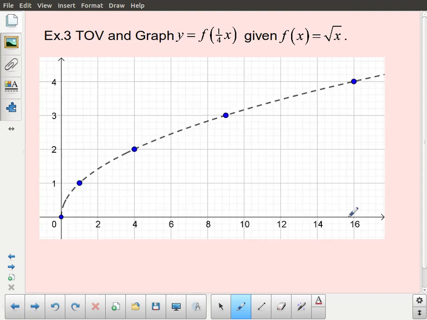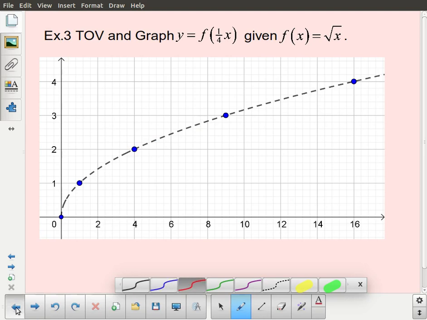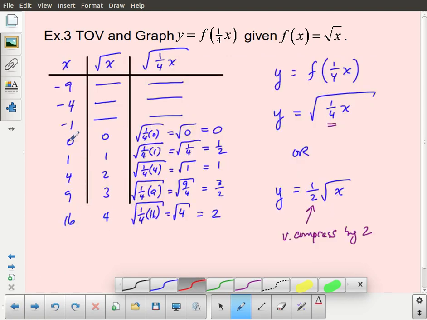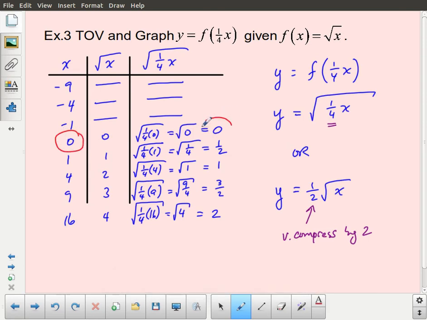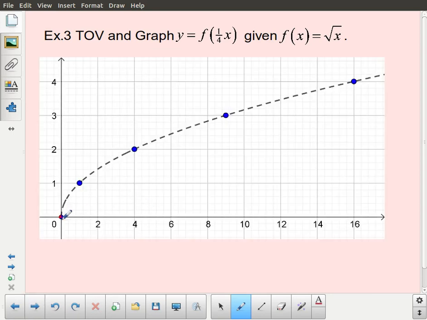So I've modified this graph to go out to 16. So now we still have, let's just put these on here, we still have the point 0, 0. So remember, we're using this one and this one. So this is the x 0, this is the y 0. So that gives us a point here.